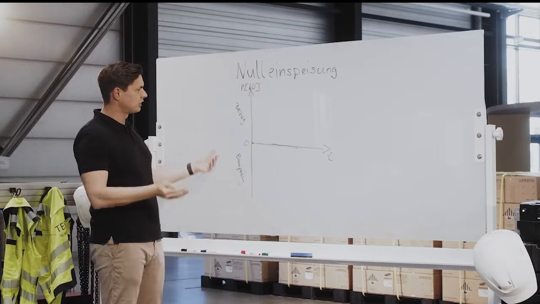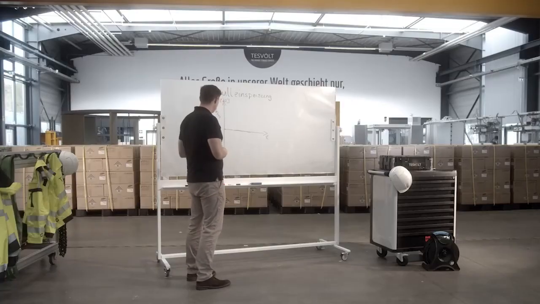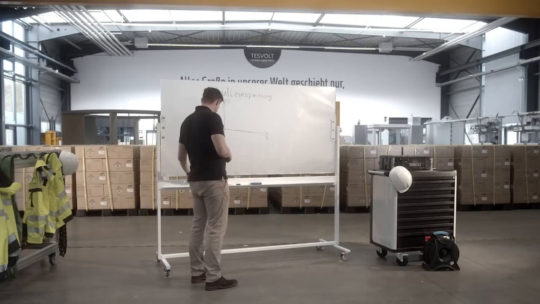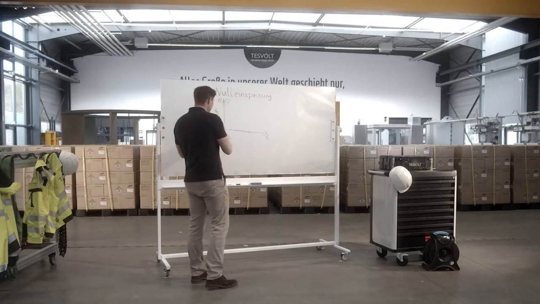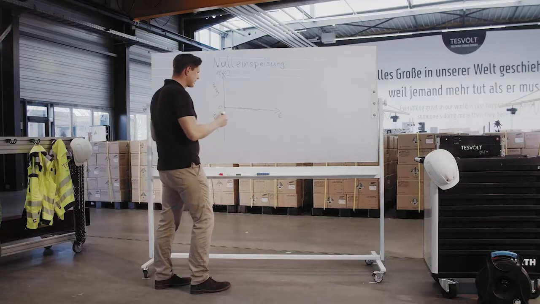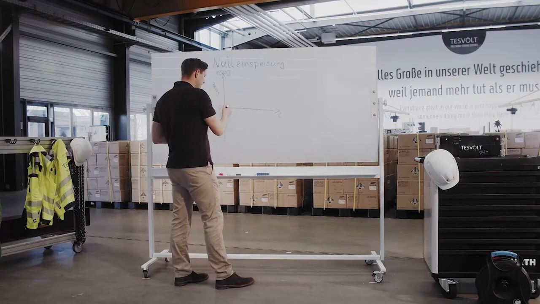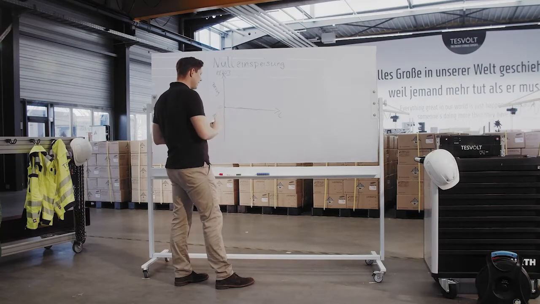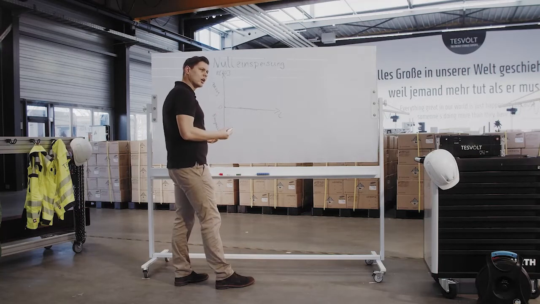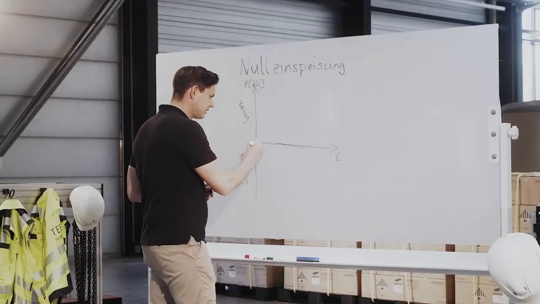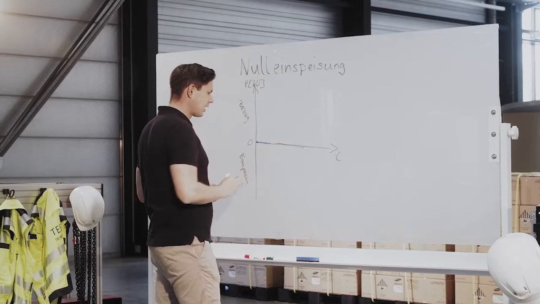I'm assuming that we have a photovoltaic installation with consumers and will now plot the course of the feed-in or the draw of energy. In my example, we also assume that the draw and the feed-in, that is consumption and generation, are balanced, so that I have no feed-in but also no draw.